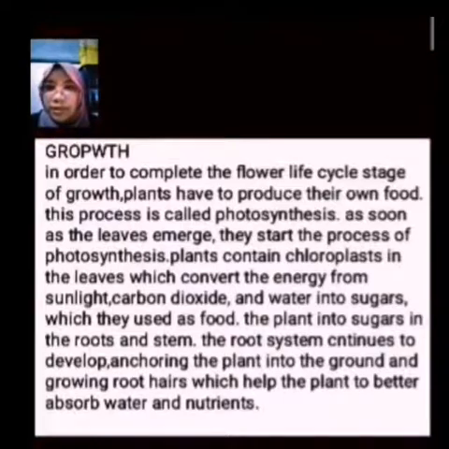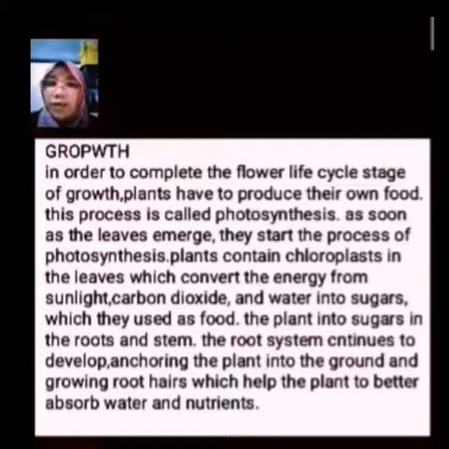Second is growth. In order to complete the growth stage of the flower life cycle, plants have to produce their own food. This process is called photosynthesis. As soon as the leaves emerge, they start the process of photosynthesis. Plants contain chloroplasts in the leaves which convert the energy from sunlight, carbon dioxide and water into sugars, which they use as food.